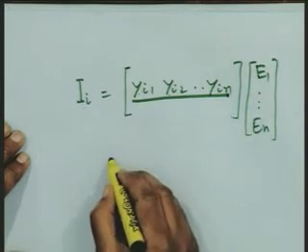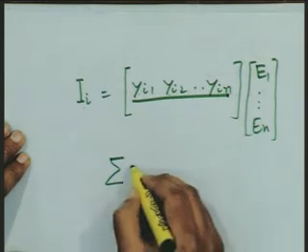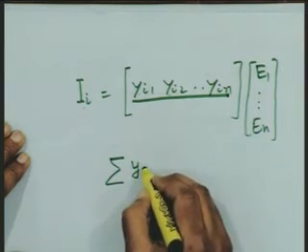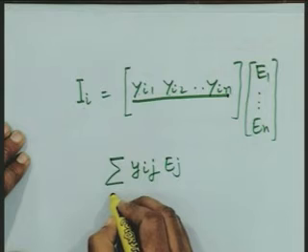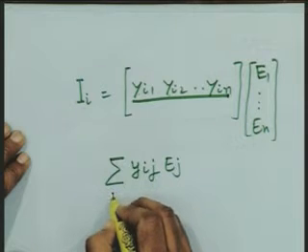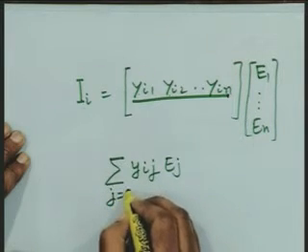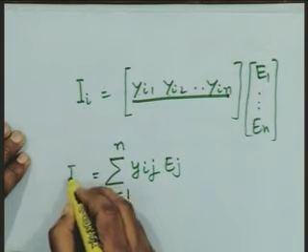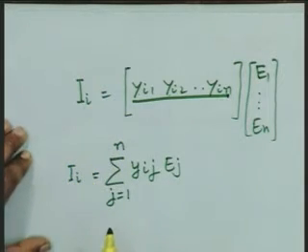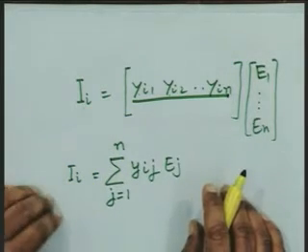That is, we can write down this Ii as summation of Yij Ej, where j varies from 1 to n. This is the way we will be writing the expression for Ii.